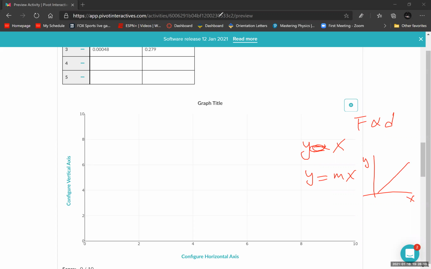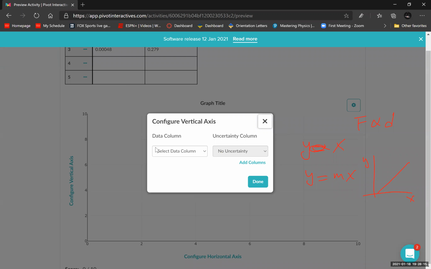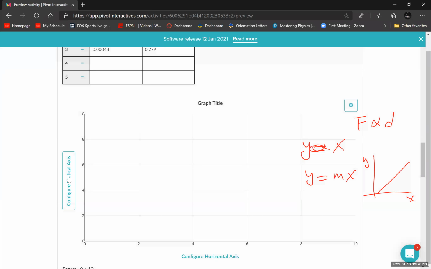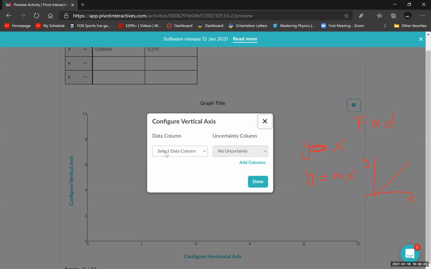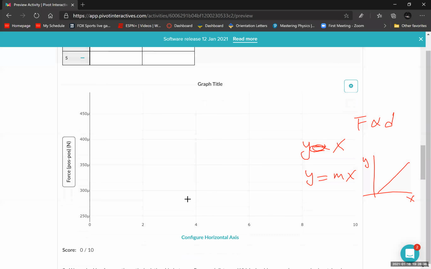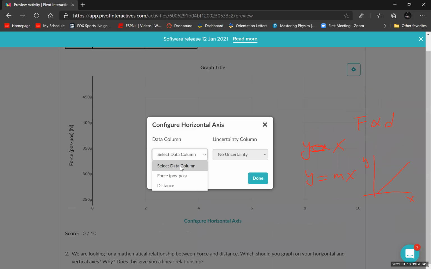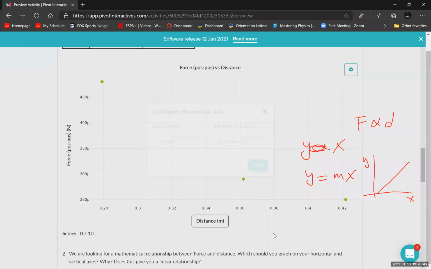So in order for me to see if the force and distance are directly proportional, I can plot, you know, see if you click the configure vertical axis, and then you get this window where it says, select the data column. And right now I have those as my columns: force, positive, positive, and distance. Well, what I want here is force on the, let's say, y-axis, no uncertainty needed here. Then I want to configure my horizontal, which will be my distance. All right, so if I do that, I'm going to get something like this.